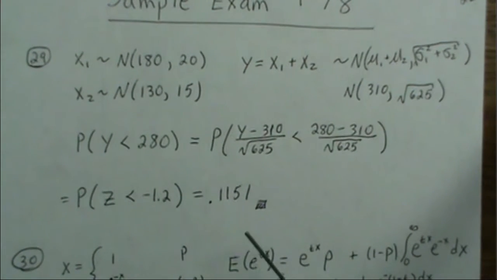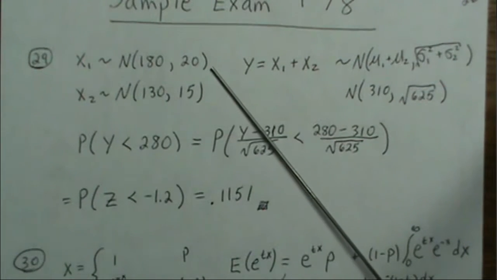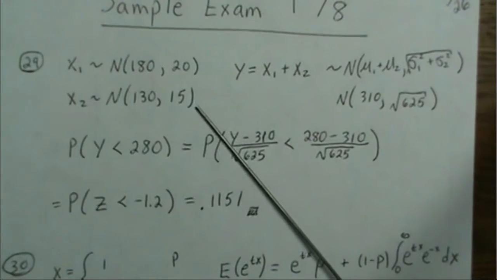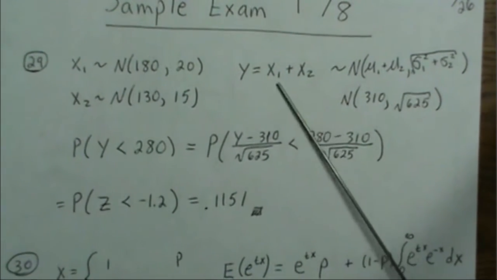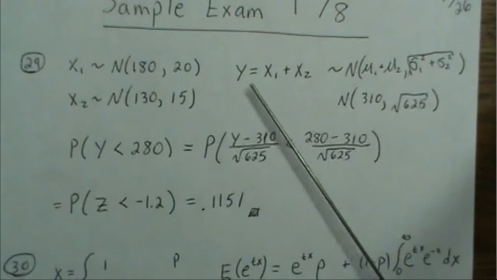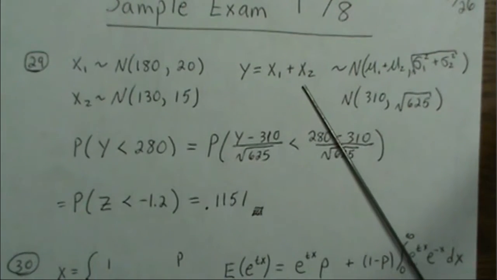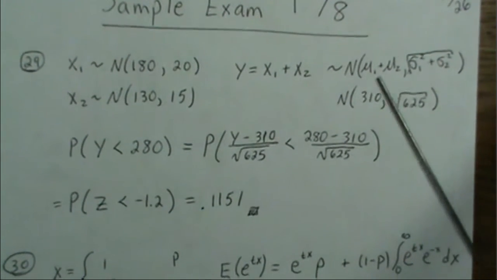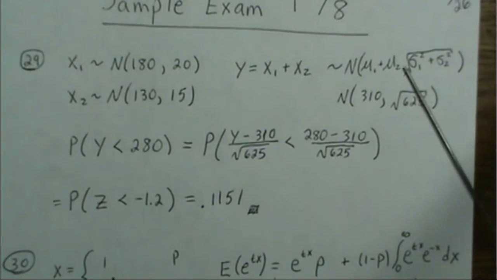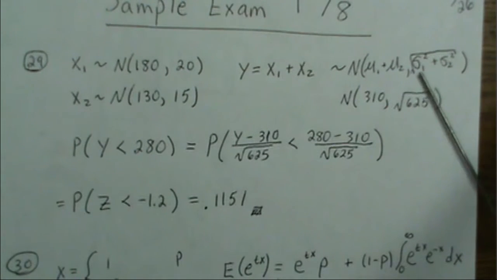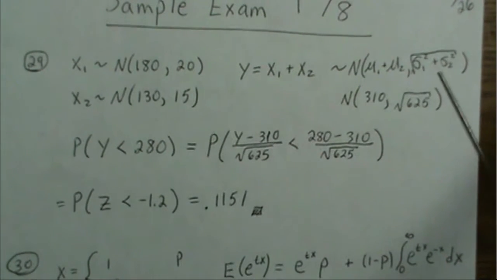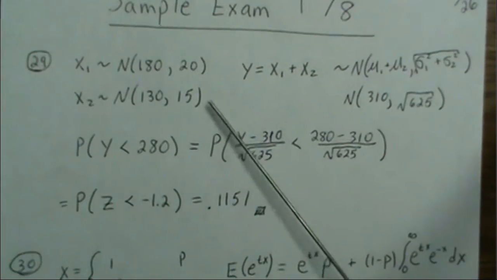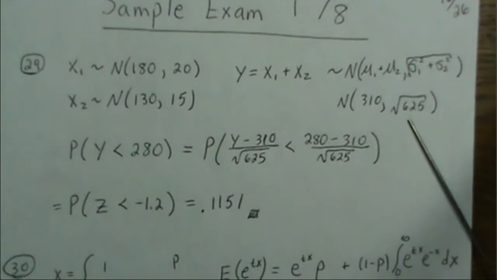So here, male students are distributed this way, female are distributed this way. We're asked to find something about their sum. So if we let y equal the sum of the male weights plus the female weights, it can be shown that that's also normally distributed with the means added, and this would be the standard deviation. So the variances are added, all under the square root sign. So plug in the values that we know, then it's normally distributed this way.